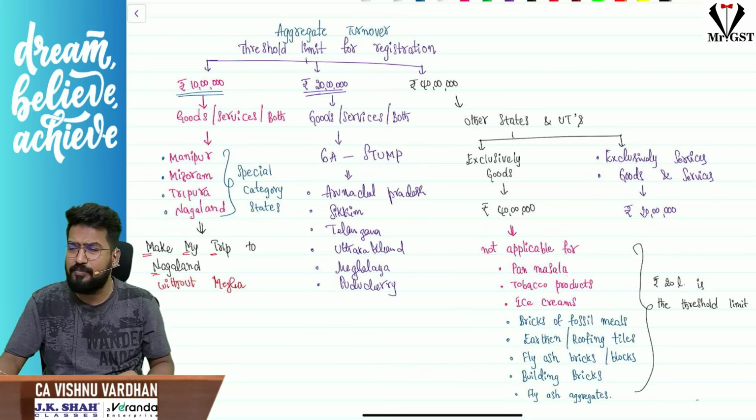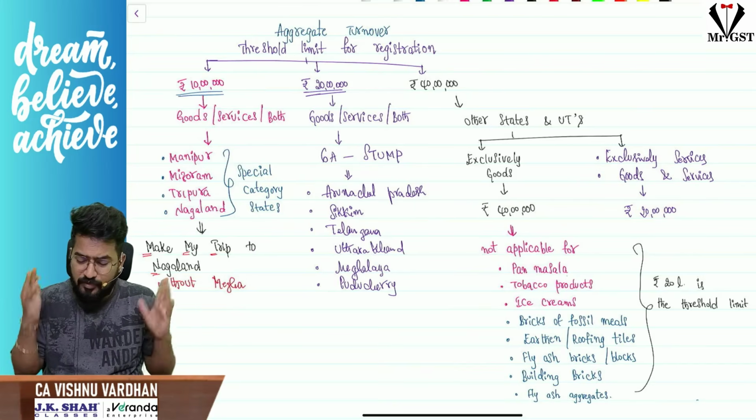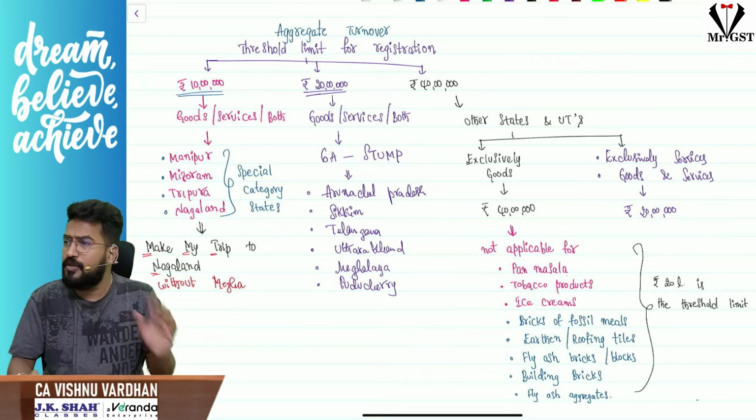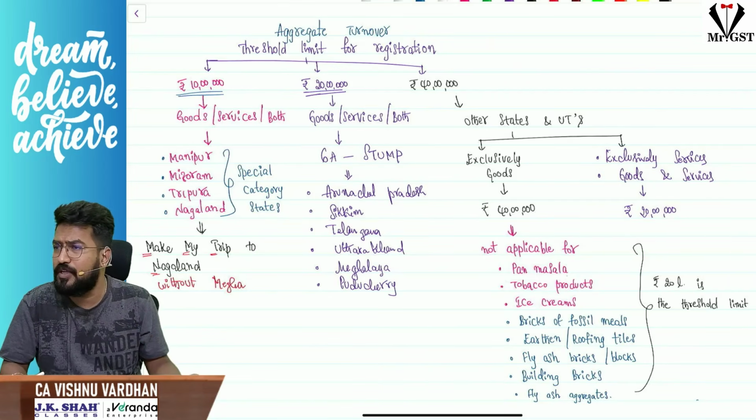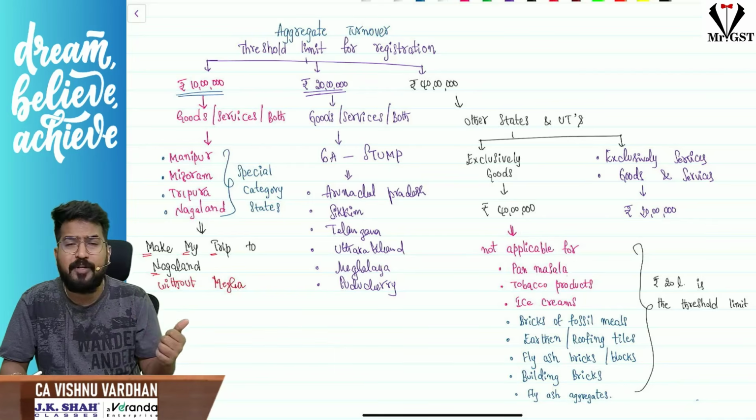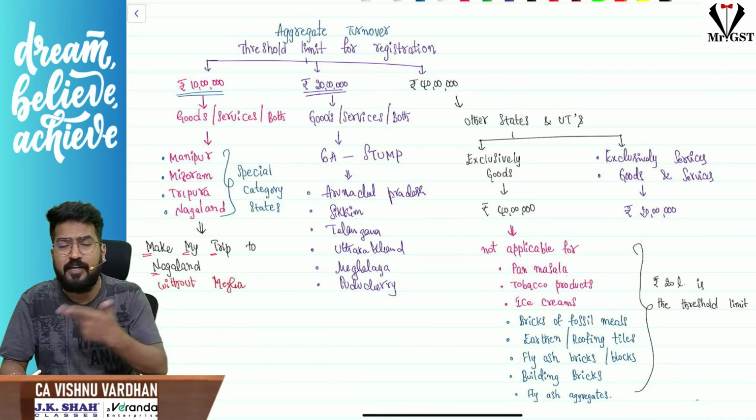See, so simple, easy peasy. We have finished the threshold limits of registration. Now you will never forget threshold limits 10, 20, 40 always. Okay, you can divide the entire country into 3 parts. Make My Trip to Nagaland without Mega, next the 6 a stump system, and others. That's all. 10, 20, 40 and 20.